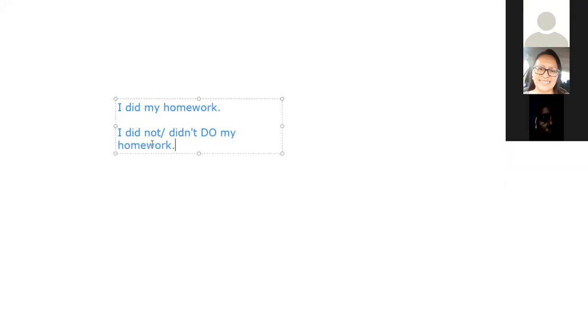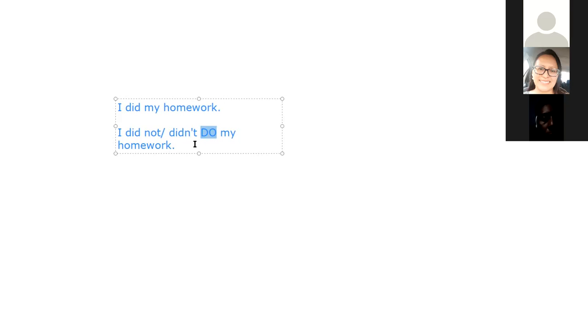Okay. Si se dan cuenta acá, el did está actuando como verbo. Yo hice mi tarea, pero acá lo tengo yo lo que es el did not o el didn't, su forma negativa, pero como mencionamos anteriormente, el verbo regresa a su forma normal. ¿Ok? Y el presente o la forma normal del did es do. I didn't do my homework.